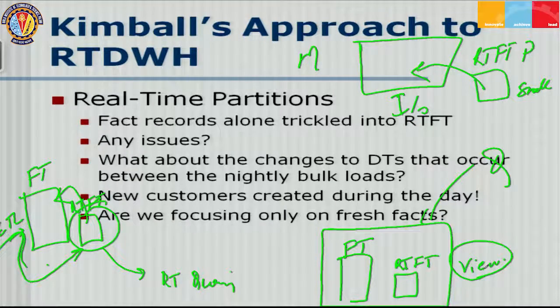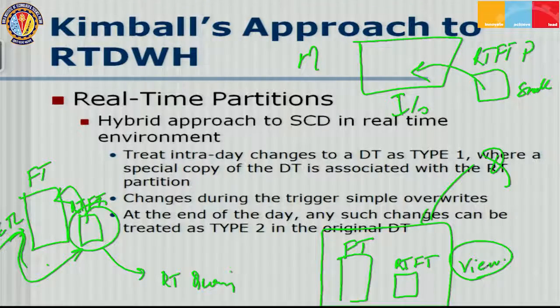So fact records are trickle fed into the RTDW. Let us see what about the changes to dimension tables that occur between the nightly bulk loads. We are not talking about the dimension tables so far. What happens if new customers are created or join during the day? Does this approach tell us that we are focusing only on fresh facts and not on fresh dimensions as we should? So let us see what is done for this.